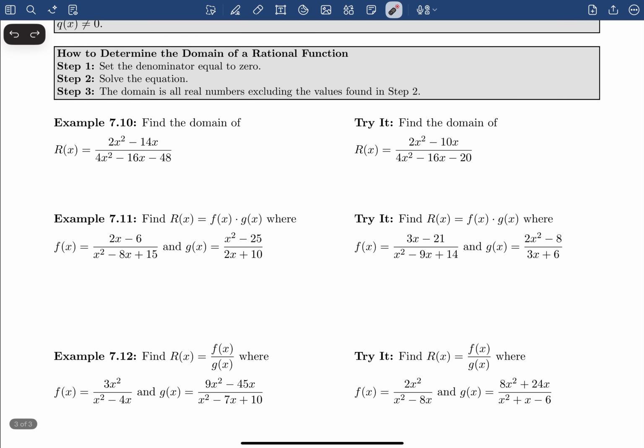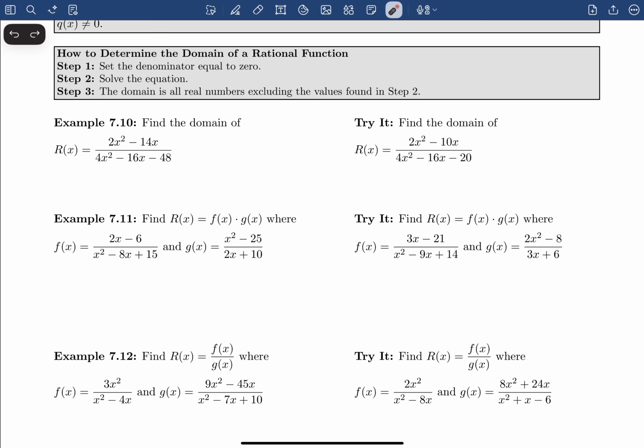Now, how do you determine the domain of a rational function? Step 1, set the denominator equal to 0. Step 2, solve the equation. And step 3, the domain is all real numbers, excluding the values found in step 2. Now, this is what we did on the very first example of this lesson. We set the denominator equal to 0, and we solved the equation to see which values cause the denominator to become 0. And in so doing, we found the values which cause the fraction to be undefined.